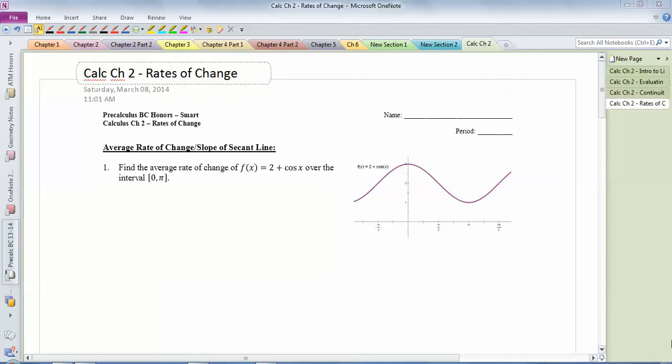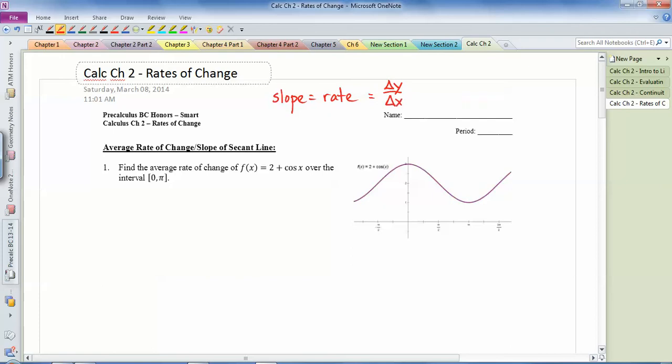Okay, so this video is about finding the average rate of change of some function, or you can also think of that as the slope of the secant line. You might remember slope is often called rate of change, so of a function. So slope equals a rate, right? And it's a rate of change because it's a change in y in terms of a change in x, right?